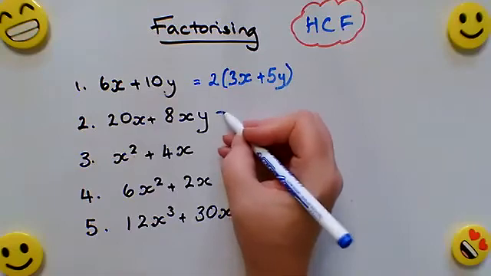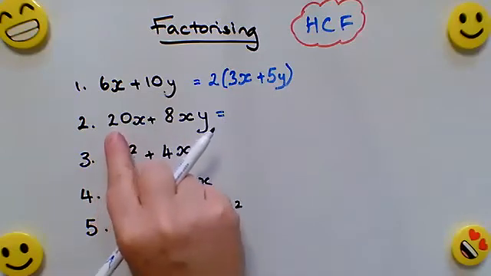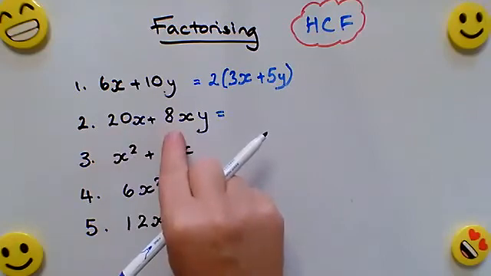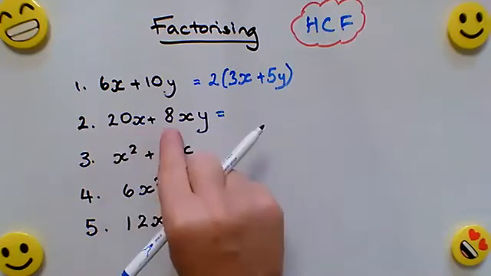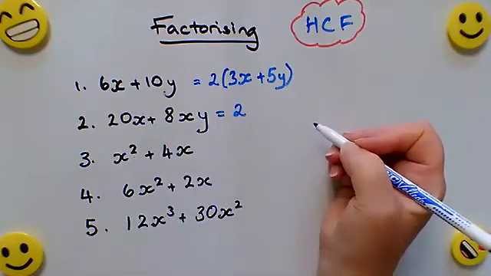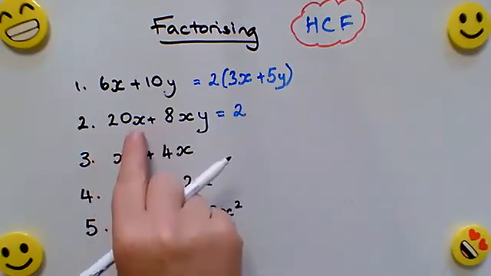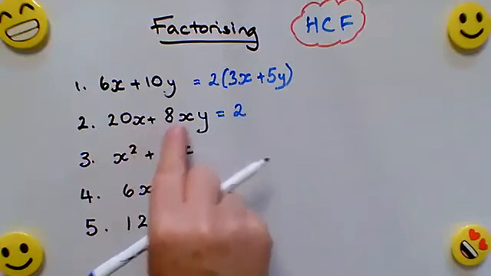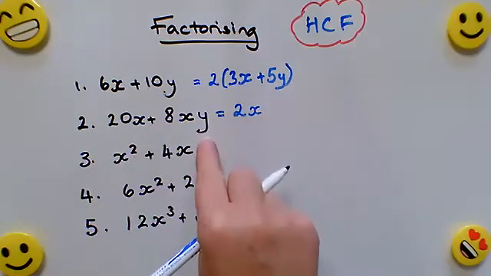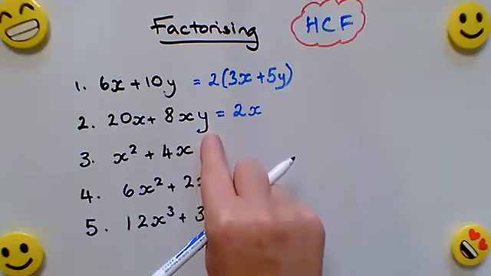In the second example, again, I'll start with the numbers. I've got 20 and I've got 8xy. So highest common factor here. Well, I tell you, I'm just going to make a mistake on purpose. I'm going to say the highest common factor is 2 for the numbers. And then I'm going to look at the letters. Now, these both share an x, so I can take an x out. I can't take the y out because it's only in this second term.